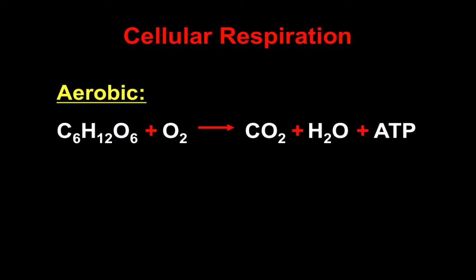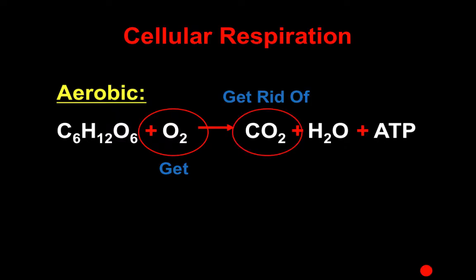And remember, all organisms are going to have to be able to get oxygen and then get rid of CO2. So they need to get the reactants and get rid of the products. So we're going to look at a couple ways that different organisms do this. So let's first look at fish.